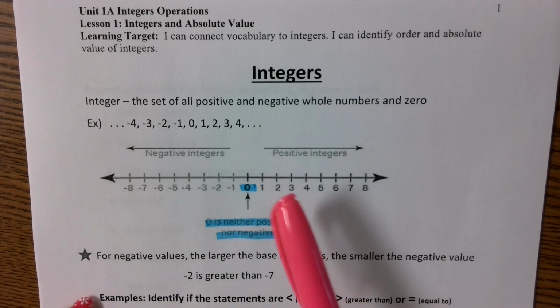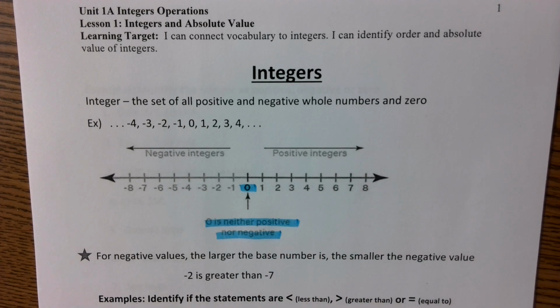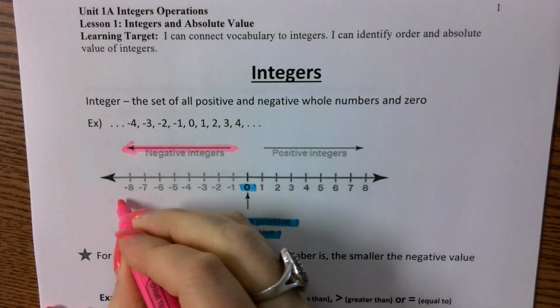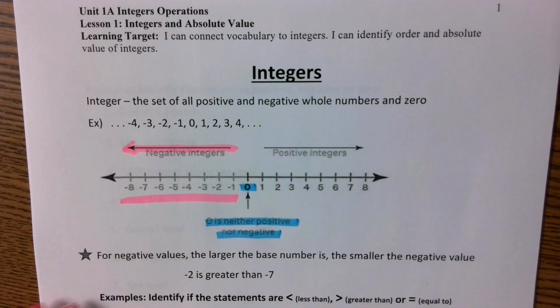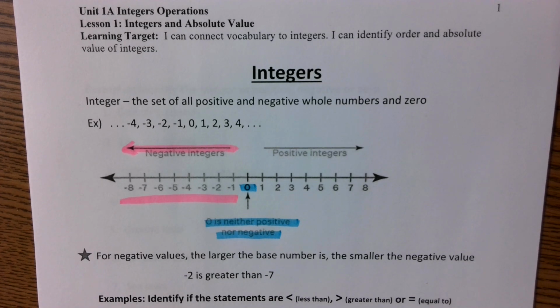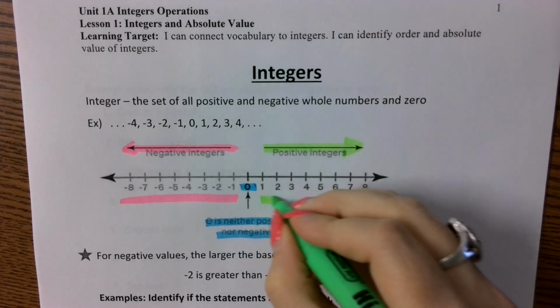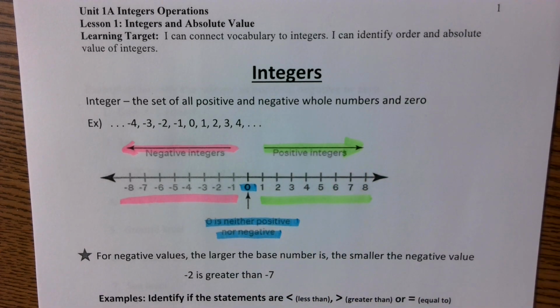And then when we're taking a look at our positive and negative numbers, they are split in half by that 0. So all of our negative numbers are going to be located on the left side of 0. And all the positive numbers are going to be located on the right side of 0. Okay, and a lot of this should be just basic review from what you did in 6th grade.